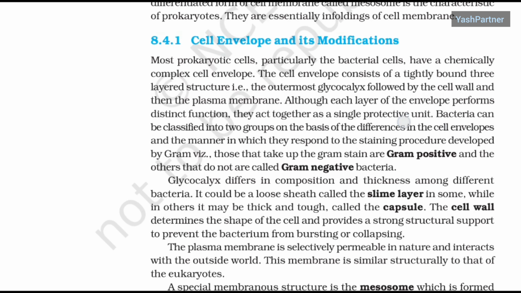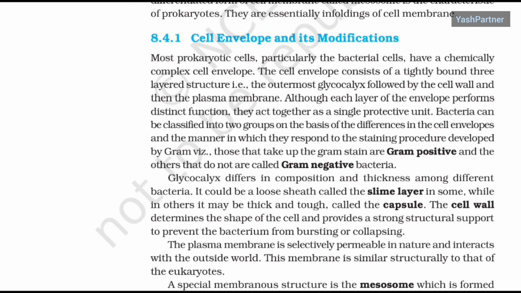8.4.1 Cell envelope and its modifications. Most prokaryotic cells, particularly the bacterial cells, have a chemically complex cell envelope. The cell envelope consists of a tightly bound three-layered structure, that is, the outermost glycocalyx, followed by the cell wall, and then the plasma membrane. Although each layer of the envelope performs distinct function, they act together as a single protective unit.